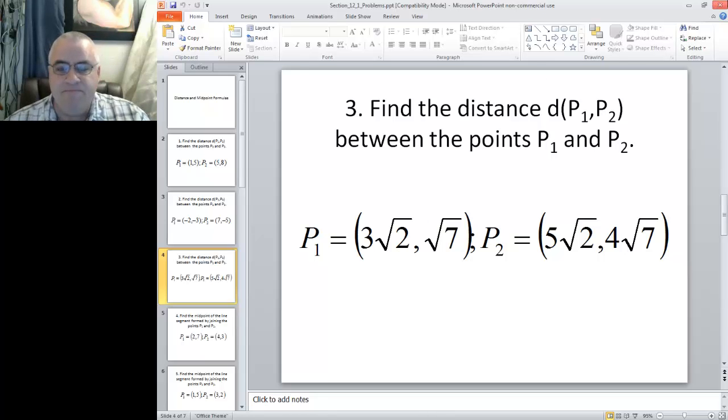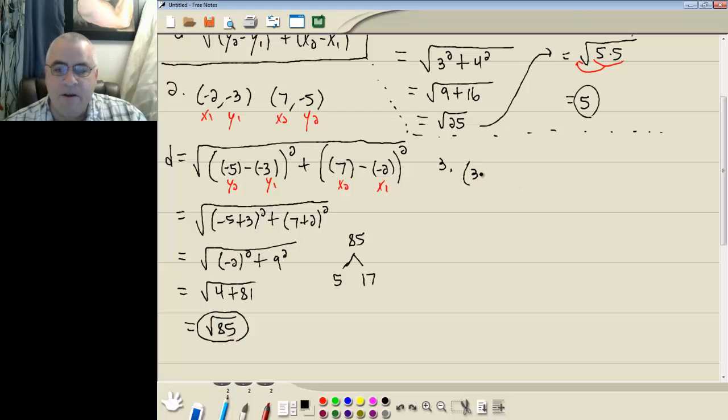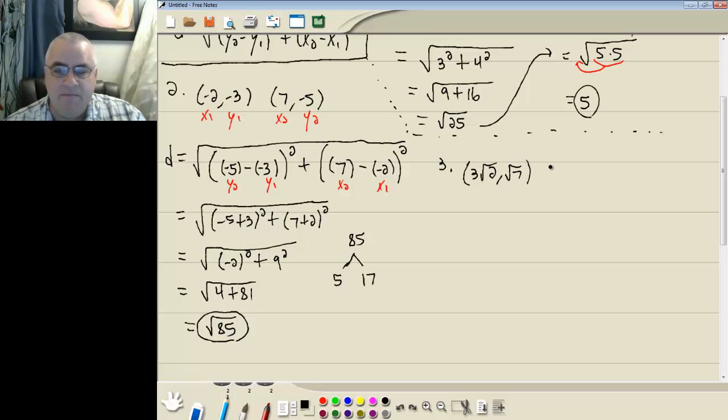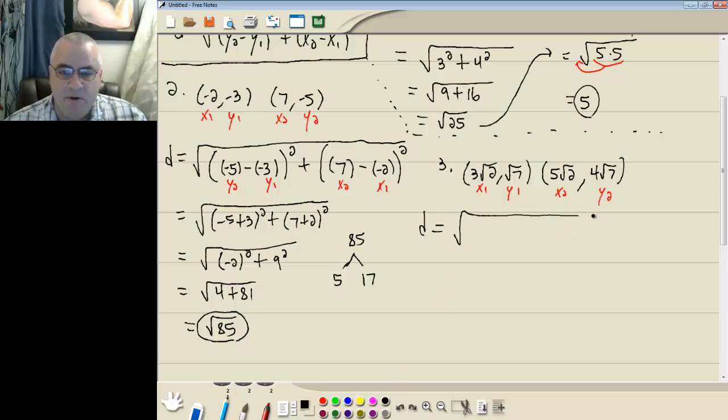Let's take a look at this problem. We got 3 square root of 2, square root of 7, and 5 square root of 2, and 4 square root of 7. Okay, I want to label these. This is my first point, so I'll label this as x1, y1. This is my second point, so I'll label this as x2, y2. And I'll write down my formula. So I got square root, and I'll put parentheses where my variables were.